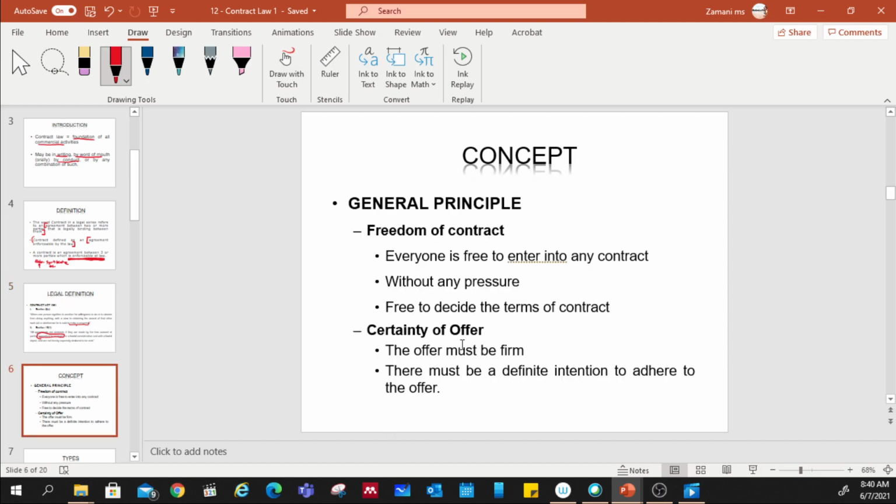Then this is a concept. The general principle for the contract is that there must be freedom for you to enter any contract. There will be no pressure, and you can freely decide the terms of the contract. This is the guideline. The second one is certainty of the offer, meaning the offer must be a firm offer, something that he is really offering you. There must be a definite intention to adhere to the offer, so you have to complete this for the offers. So this is certainty, and the first one is the freedom.